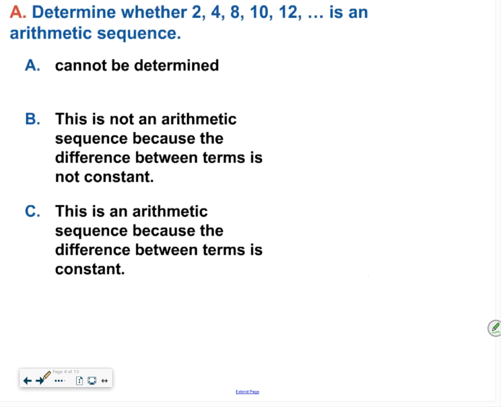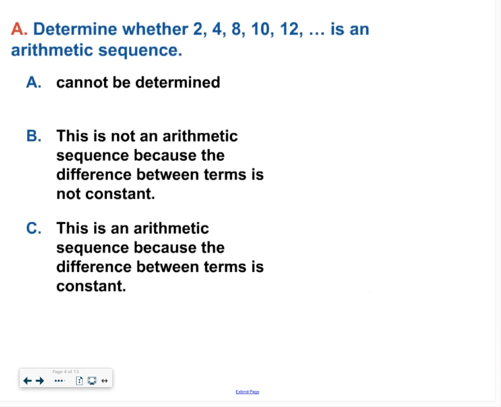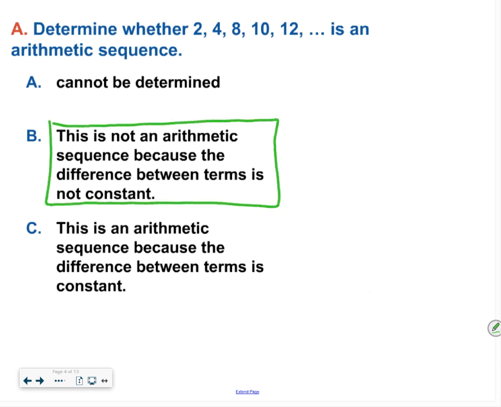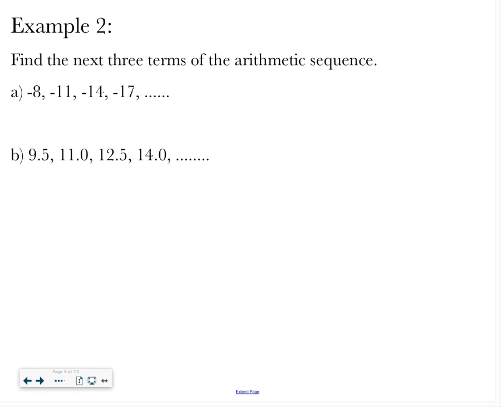So go ahead and see if you can determine whether 2, 4, 8, 10, 12, and so on, is an arithmetic sequence. Hopefully you determined that this is not an arithmetic sequence because the difference between the terms is not constant. If you're unsure about that, be sure to ask. Let's look at example 2.